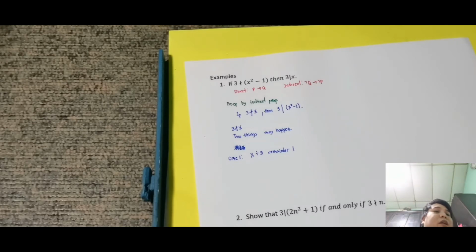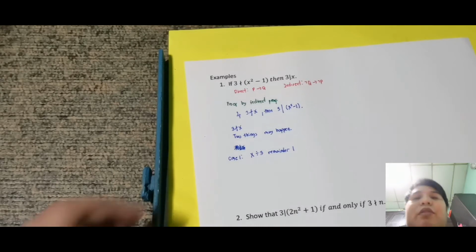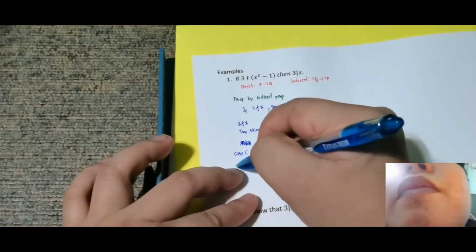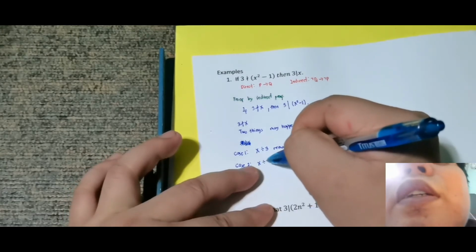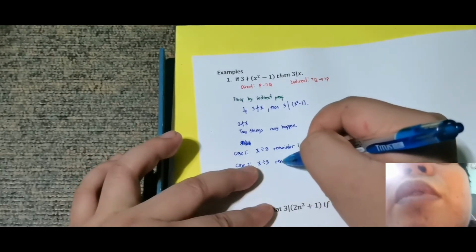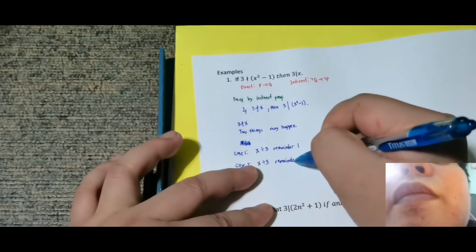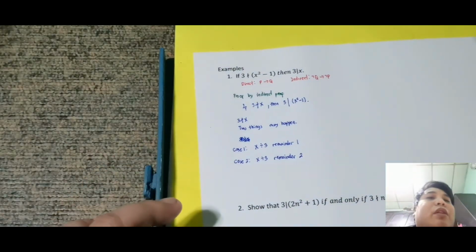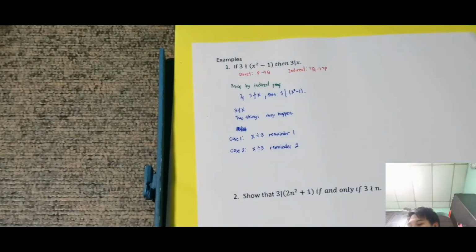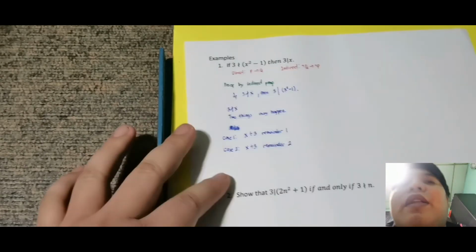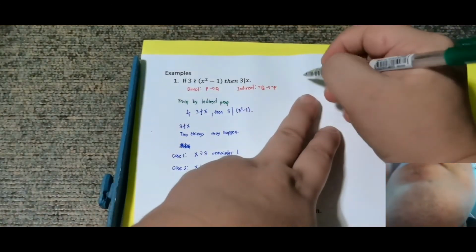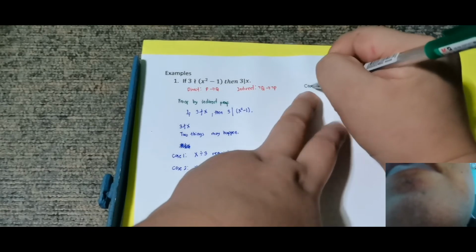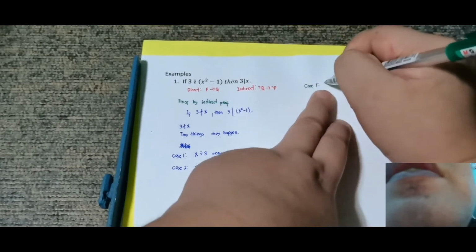Okay, so case 2: x divided by 3 will leave a remainder 2. So ayun ang dalawang possible na mangyari. So we need to prove to na dalawa yan. Una, case 1.